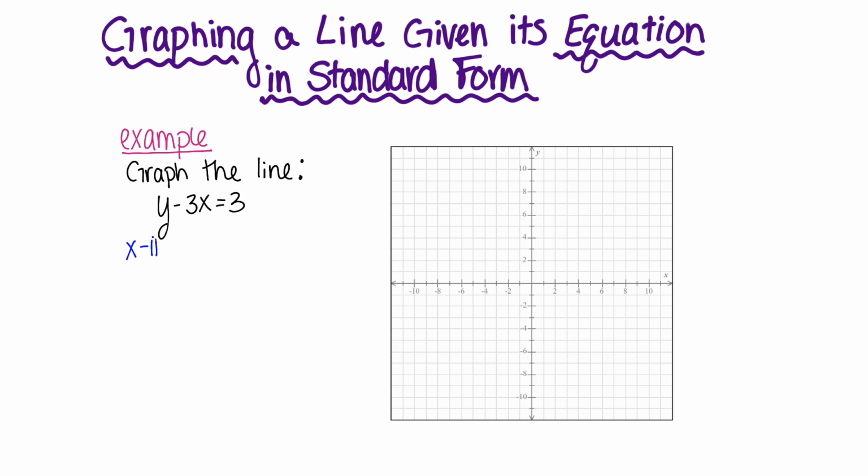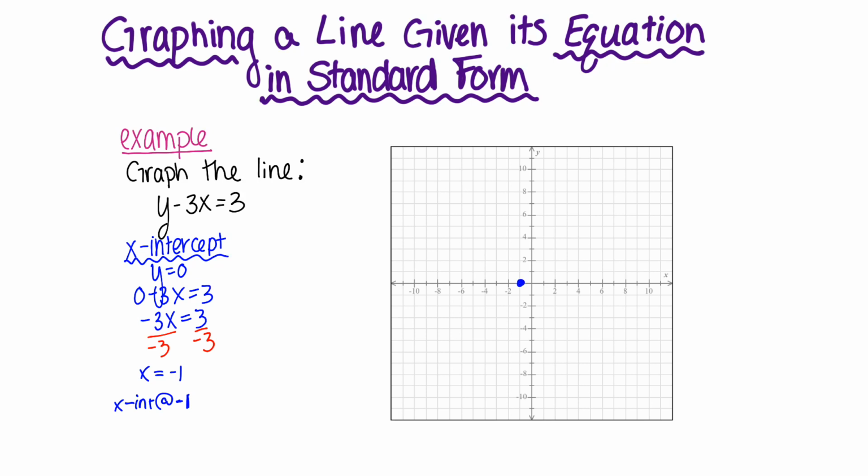So to find the x-intercept, that's when y is equal to 0. So if you plug in 0 for y, you have 0 minus 3x equals 3. The 0 is not really doing anything. Really, all you have is negative 3x equals 3. Divide by negative 3. And you're going to get that the x-intercept is negative 1. So if I come over to my graph and I go on the x-axis to negative 1, so I'm on the x-axis because it's my x-intercept, I'm plotting a point at negative 1.